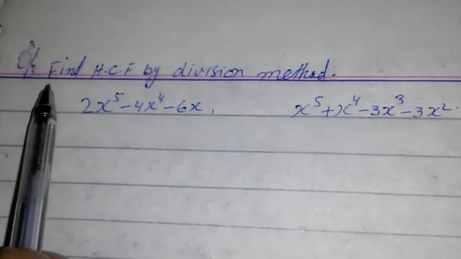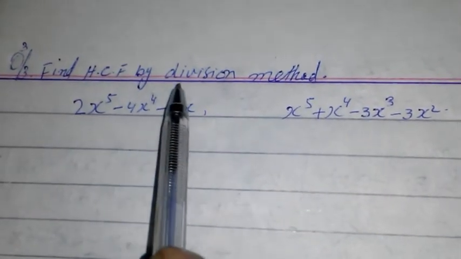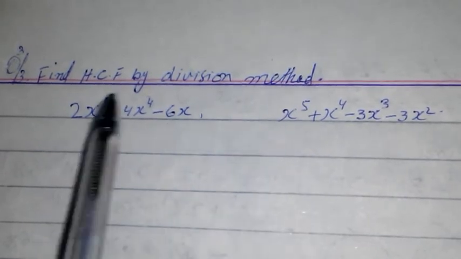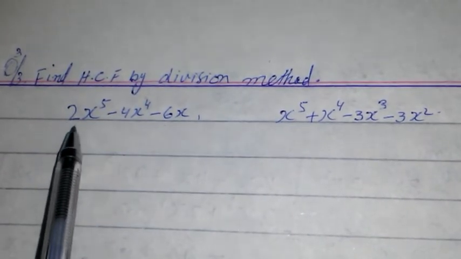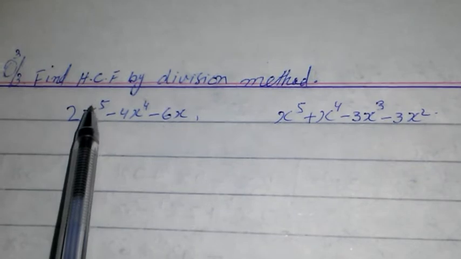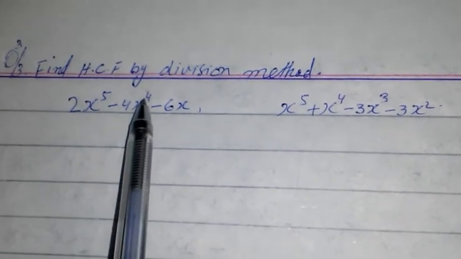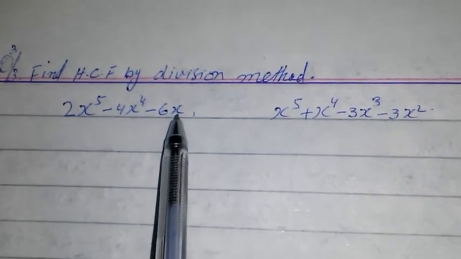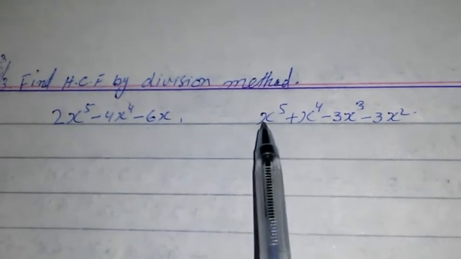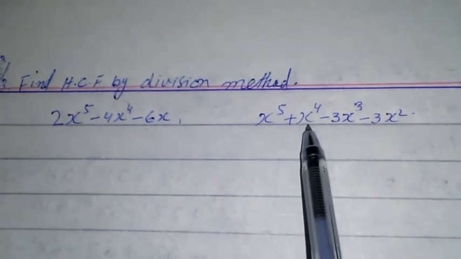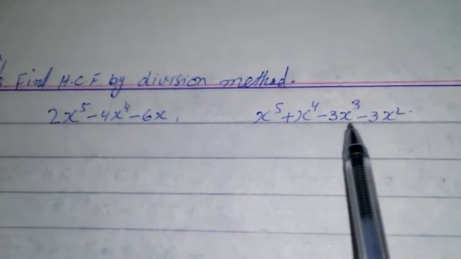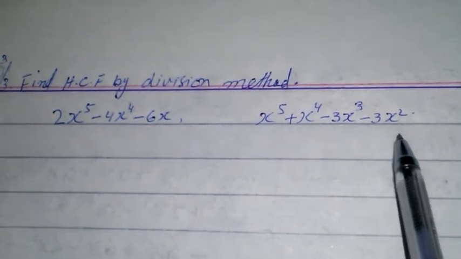We have a question: find HCF by division method. We have two expressions given: 2x to the power 5 minus 4x to the power 4 minus 6x, and the second one is x to the power 5 plus x to the power 4 minus 3x cube minus 3x square. Let's solve this.